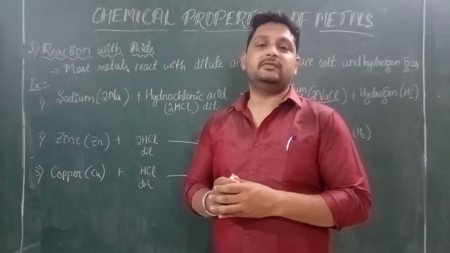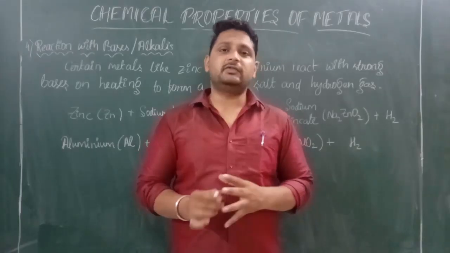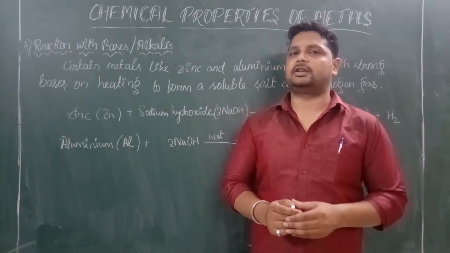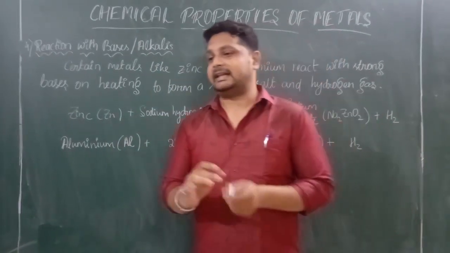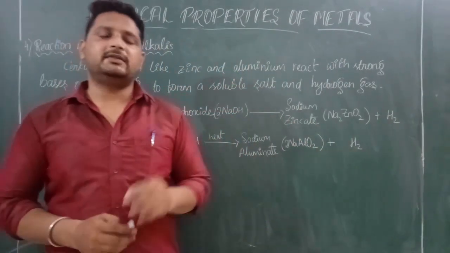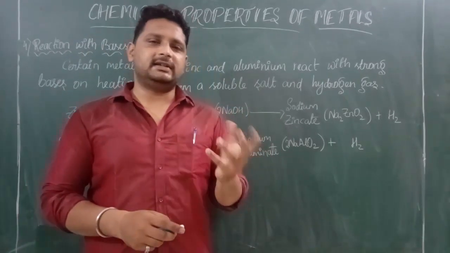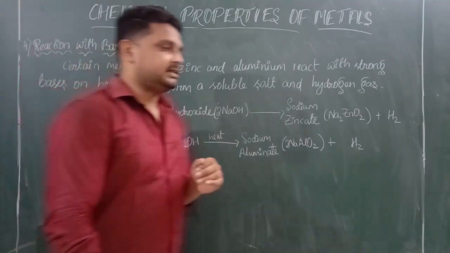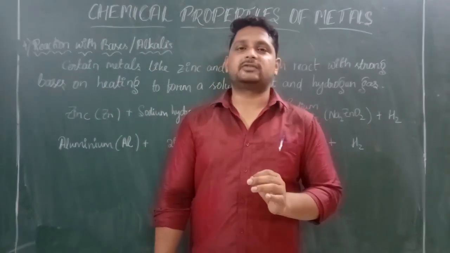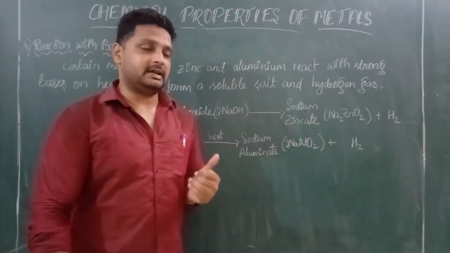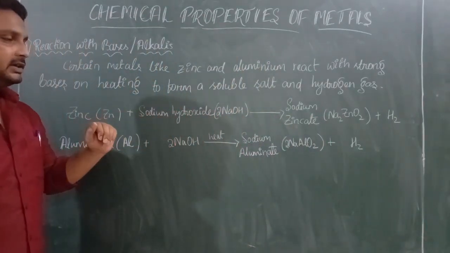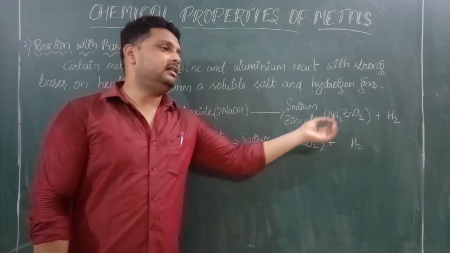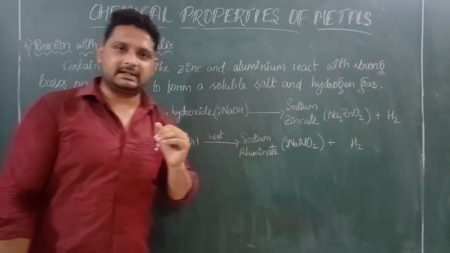Next, reaction with bases or alkalis. Metals generally do not react with bases or alkalis, but some metals like zinc and aluminium do react with certain bases under certain conditions. For example, zinc reacts with sodium hydroxide solution, which is a base, an alkali, to form a salt, that is sodium zincate, and evolves hydrogen gas.